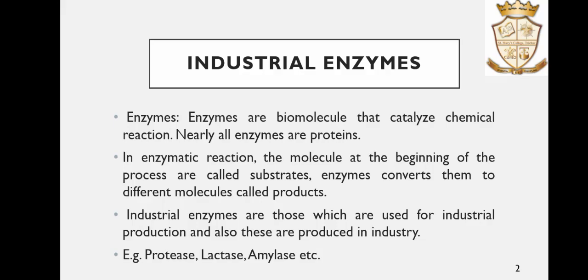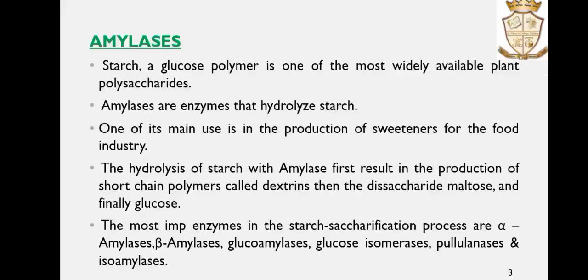In an enzymatic reaction, the molecules at the beginning of the process are called substrates. Enzymes convert them to different molecules called products. Industrial enzymes are those which are used for industrial production and are also produced in industry. Examples: proteases, lactases, amylases, etc.